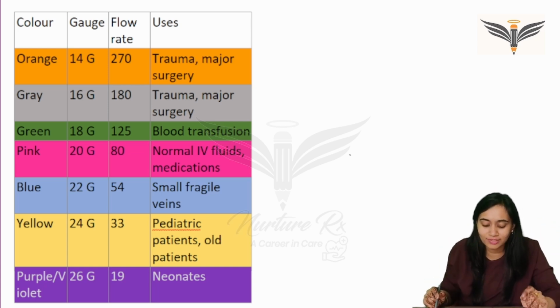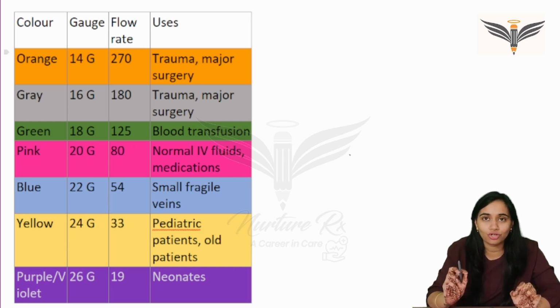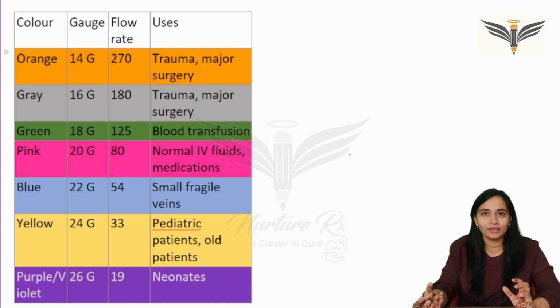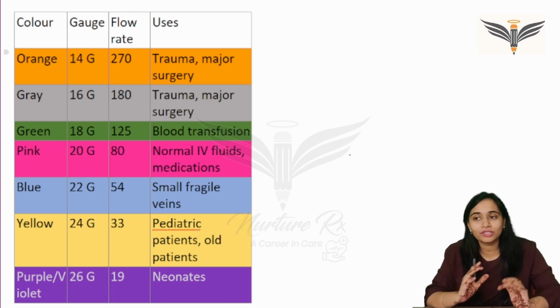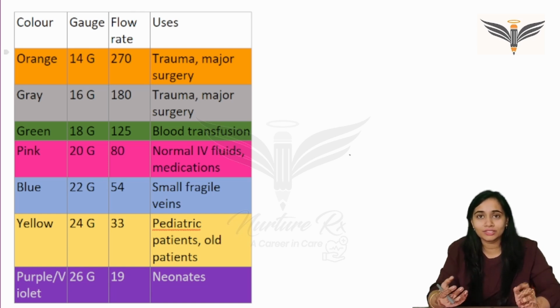The first one is orange color. Orange color cannula is 14 gauge. It is represented with G. And what is it used for? It is used in trauma and in major surgeries. That is, whenever you're flushing fluids or doing blood transfusion in trauma cases or in major surgery. Trauma is where you have had a huge blood loss and the same is the case with major surgery. So where you have to replenish the blood or the fluids very fast, you are going to use a very large bore cannula.